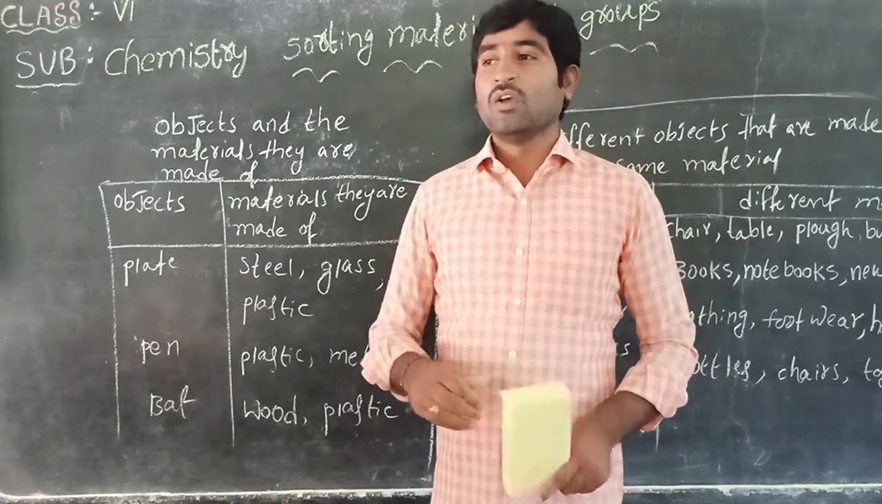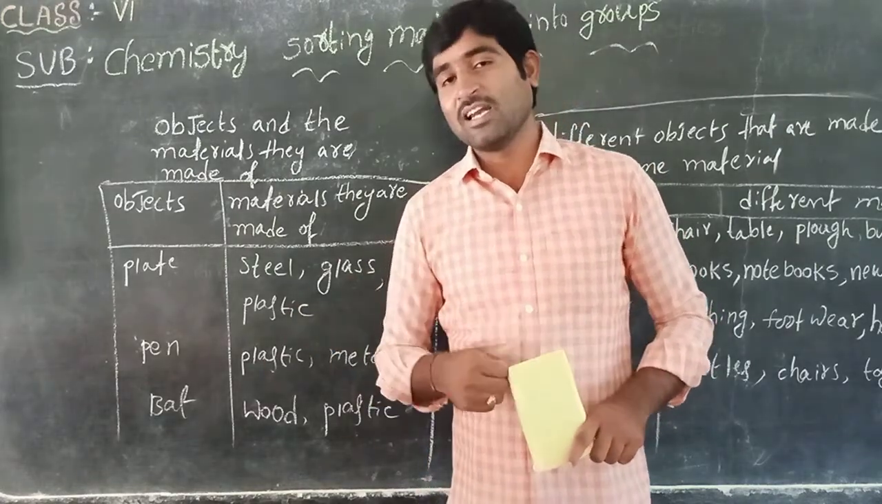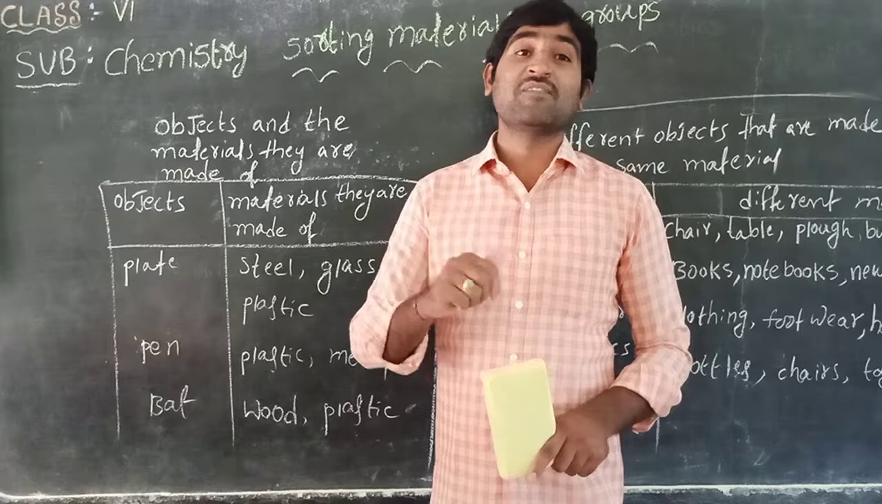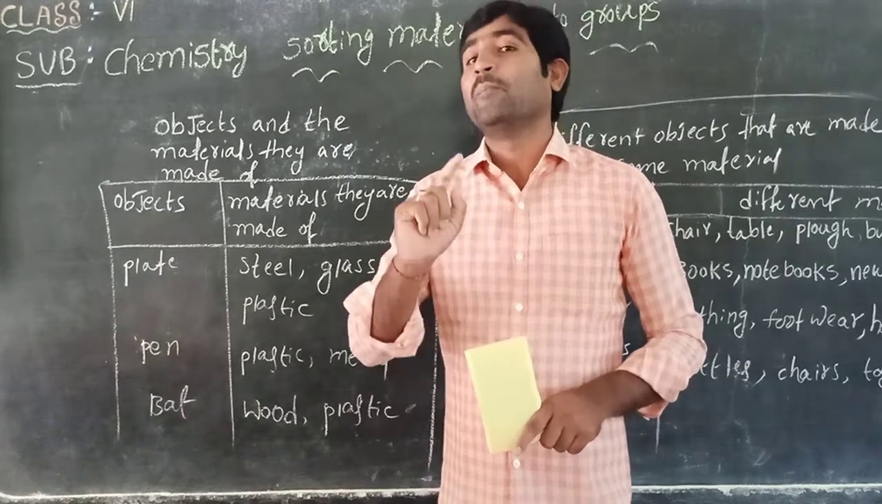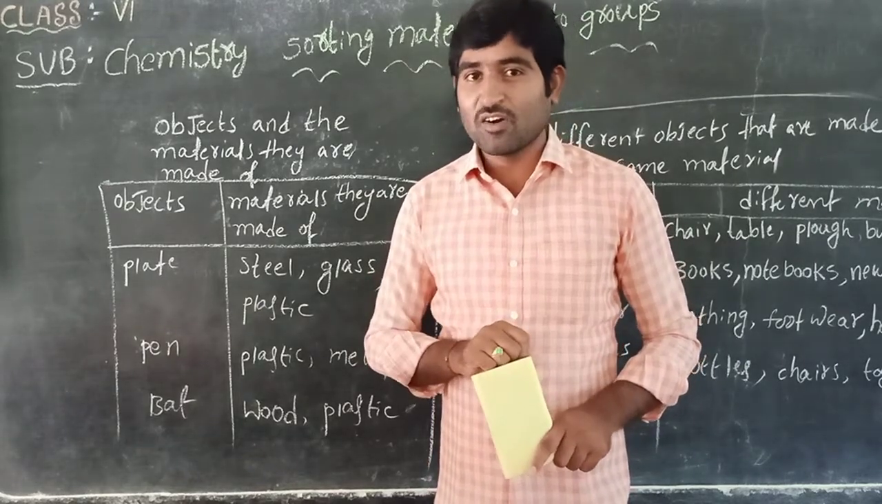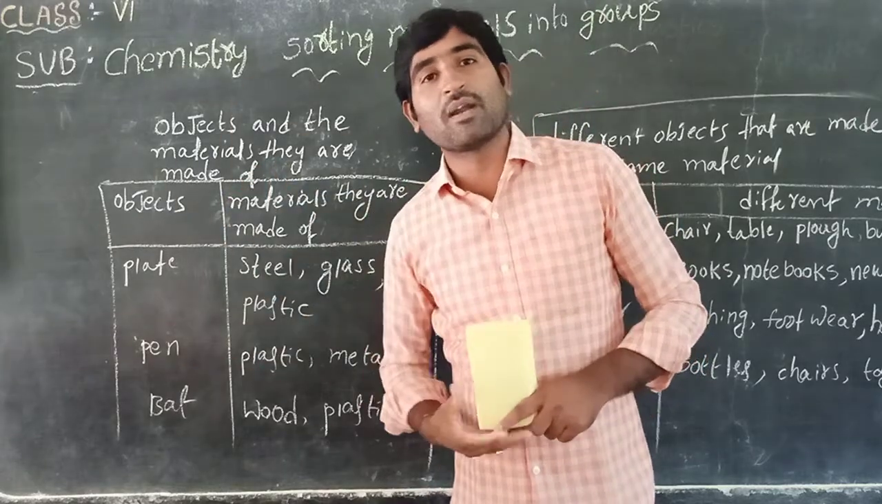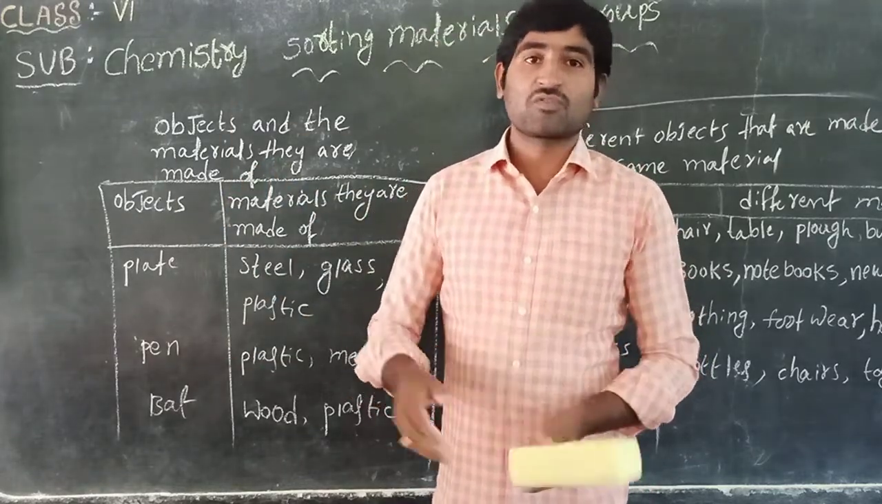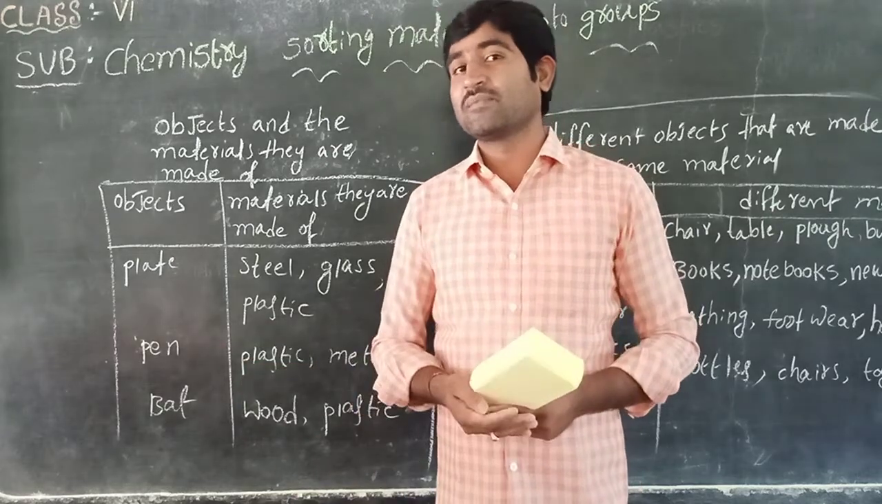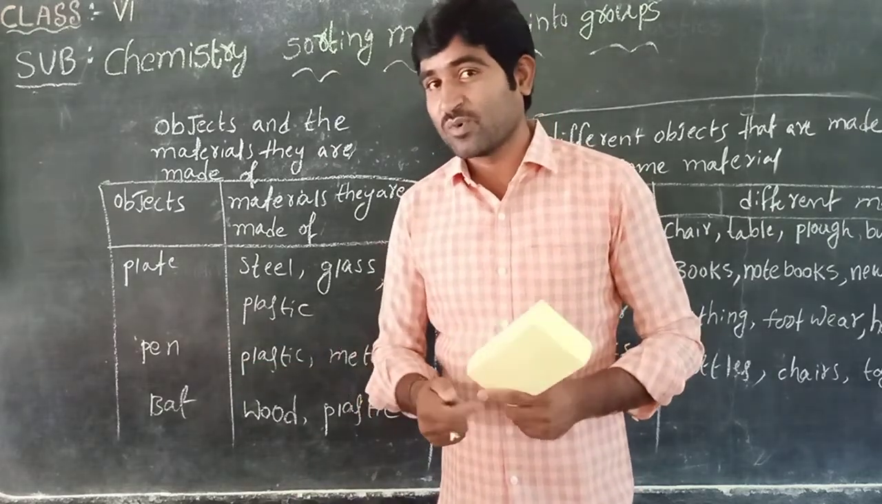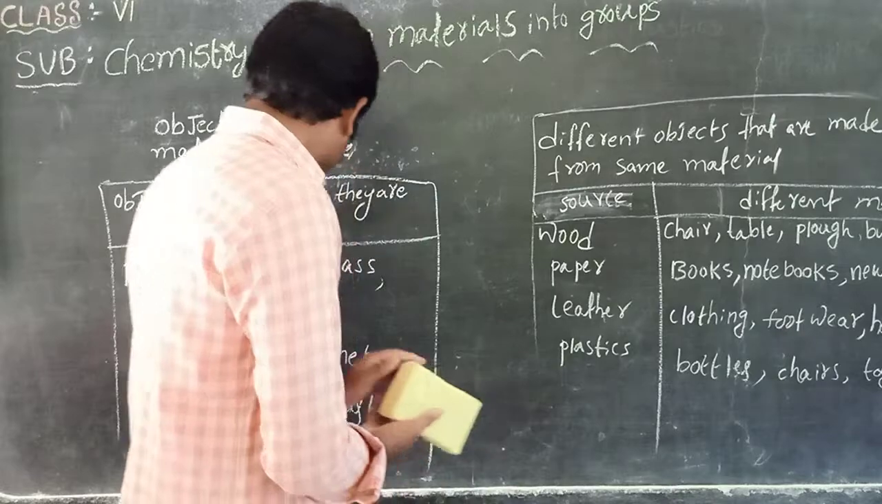For example, for use and throw, which kind of plate are we using? Paper plate. Yes or no? Because on throwing, that paper is going to be disposed into the soil. If you are throwing a steel or plastic plate, is it disposable? No. Understood, Nana?